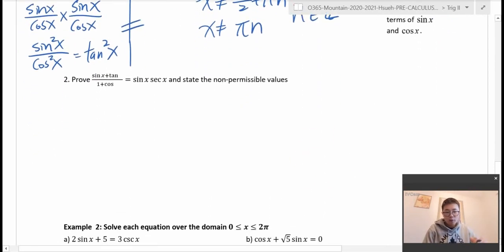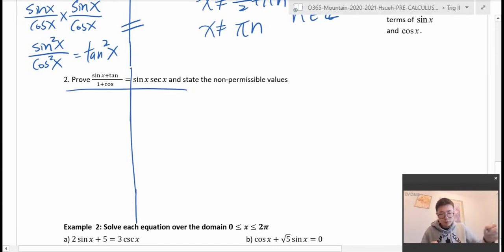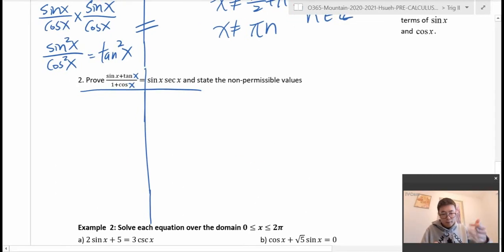Okay. Number 2, how about this one? Hopefully you got this one as well. This one we probably need to simplify both sides, but we'll see. For sure we need to simplify the left-hand side, I think. Okay, you know what? Let's see. I don't know the answer. I haven't done this question yet, so I don't know.